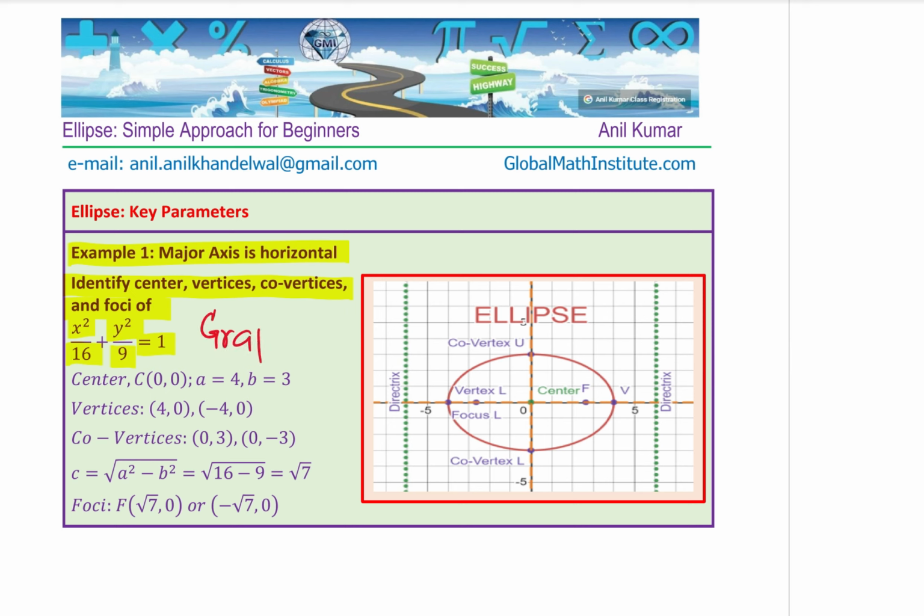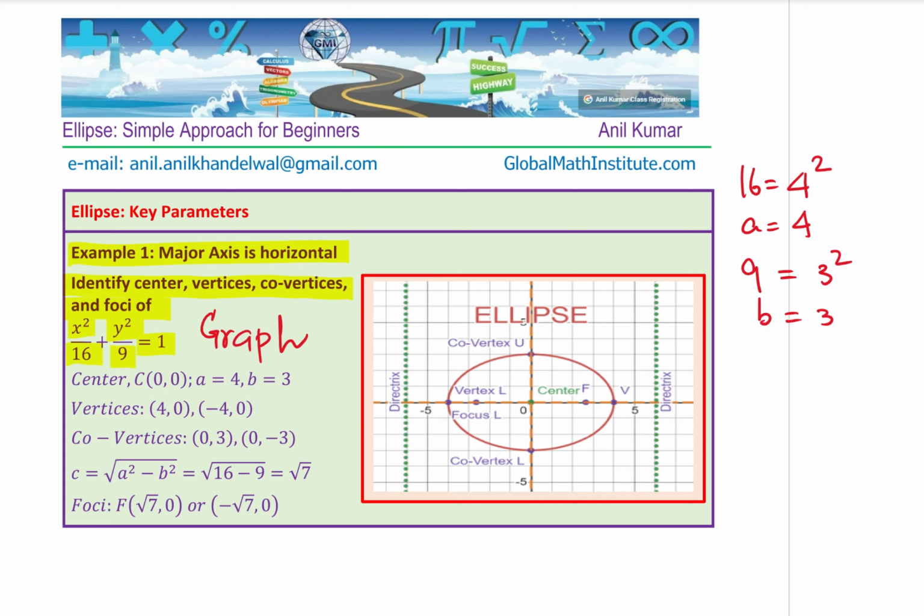Is that clear to you? That is the way in which we are looking at it. Perfect. The center clearly is 0, 0. This is the standard form. And here, the denominator 16 can be written as 4 square, and therefore A equals 4, and the other denominator 9 equals 3 square, and therefore B equals 3.